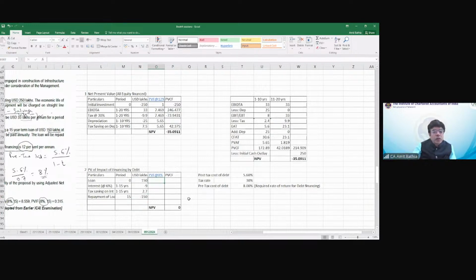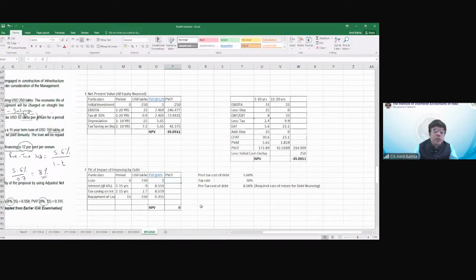Now, PV factor at the rate of 8% for the loan at the beginning of the year will always be 1. For 1 to 15 years, you are given the rate over here, 8.559. Can you see that? At the bottom of the screen over here in the corner, yes. This is the 8.559. Same goes for, again, interest also, or rather tax saving on interest, right? And then repayment of loan is going to happen at the end of the 15th year. So that one is 0.315.